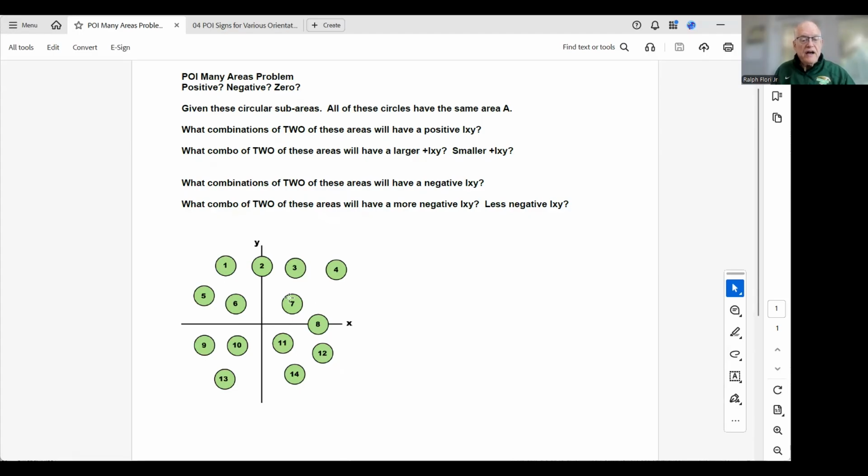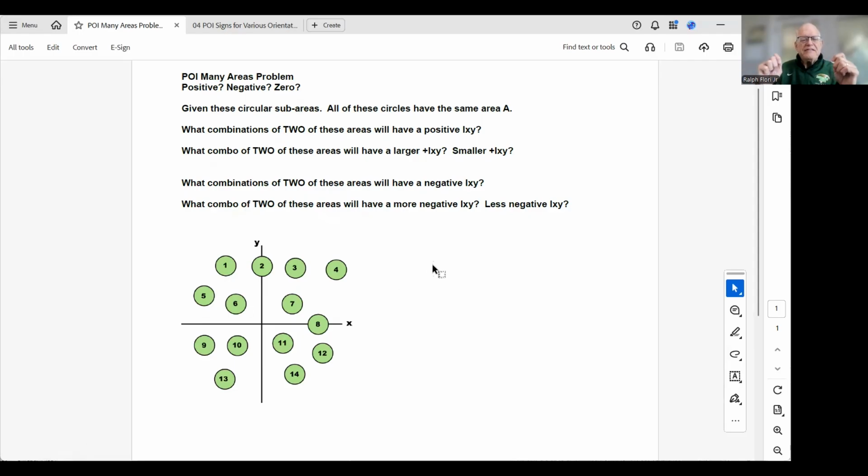Again, if you combine 7, which has a positive, plus 8, which has a 0, then that'll be positive. If you combine 11 plus 8, 8 is 0, 11 is negative, so that combination is negative. If you combine 5 and 9, 5 is negative, 9 is positive, but 5 will be larger because he's a little further from the axes, and so the combination of 5 and 9 will be slightly negative.